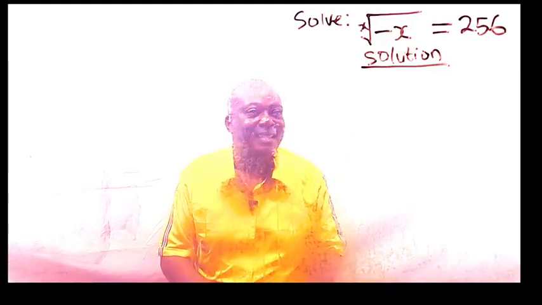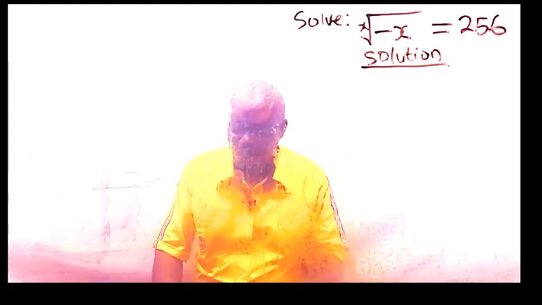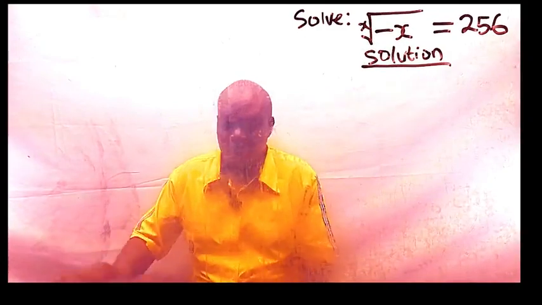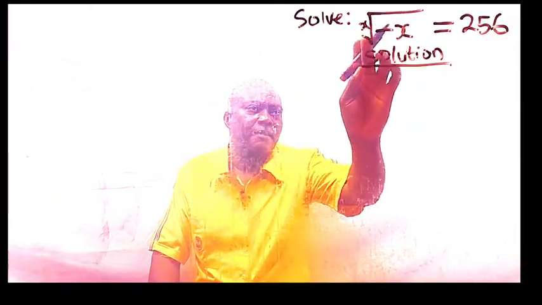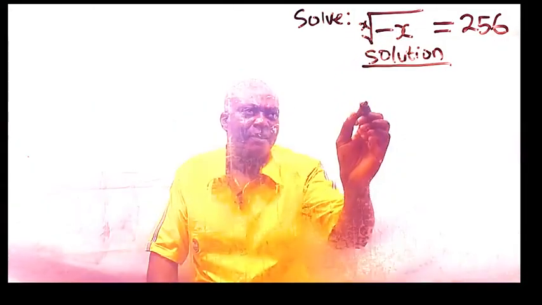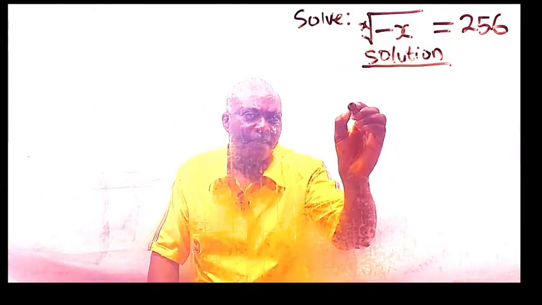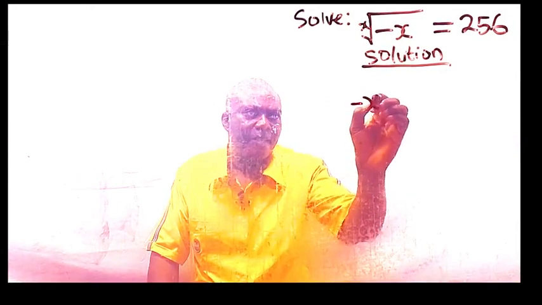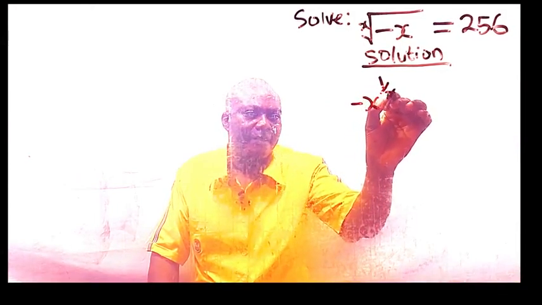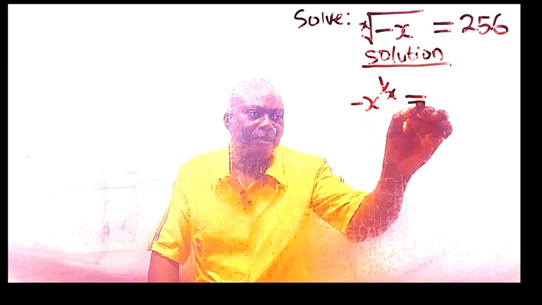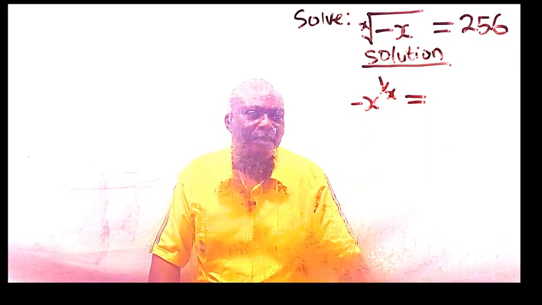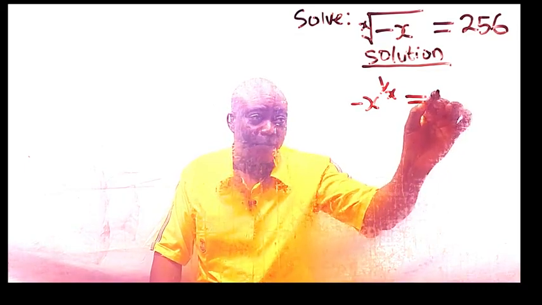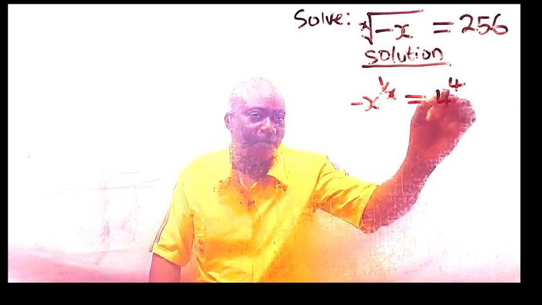Negative x equals to this. So let us do it. Instead of writing x root of x, just take step and write minus x raised to the power of 1 over x, and it equals 256. You can break it to something like 4 to the power of 4.